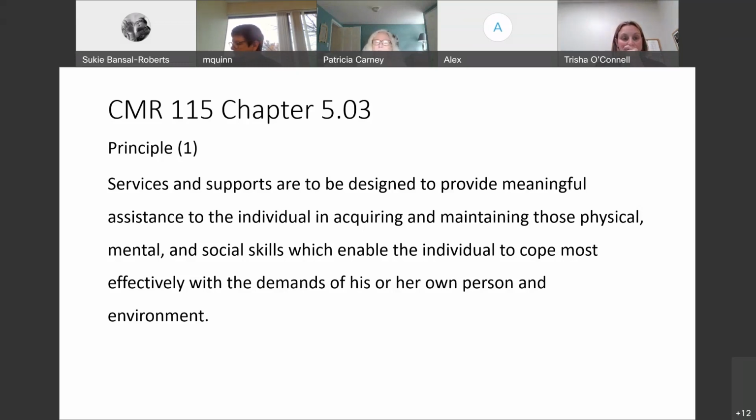Some of the things they may be trying to achieve are physical skills. They might be trying to learn something, which is a mental skill, cognitive learning. And they might be trying to think about social skills, which has to do with affective learning, right? What is important to them to learn is what social skills are about. And then the final part of this is the whole purpose of doing all this teaching and effort: to help people cope, and I'm going to talk a little more about the term cope in a few minutes, to cope most effectively with the demands of their own person and their own life.